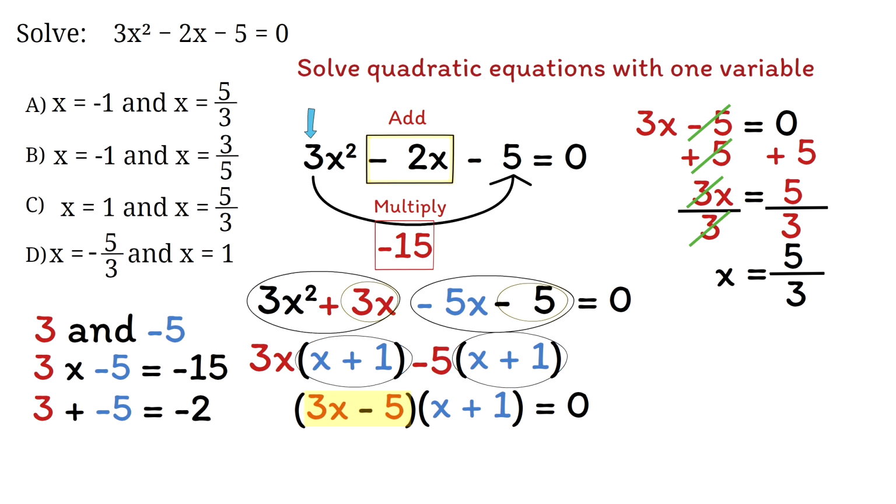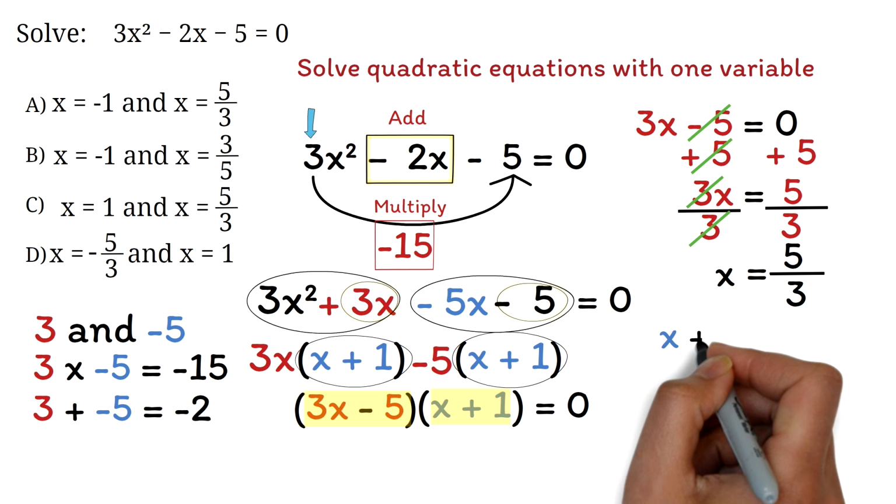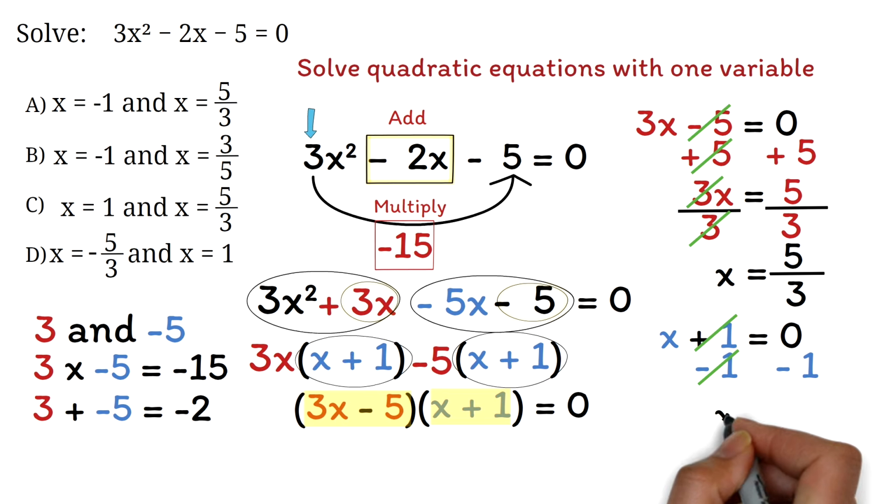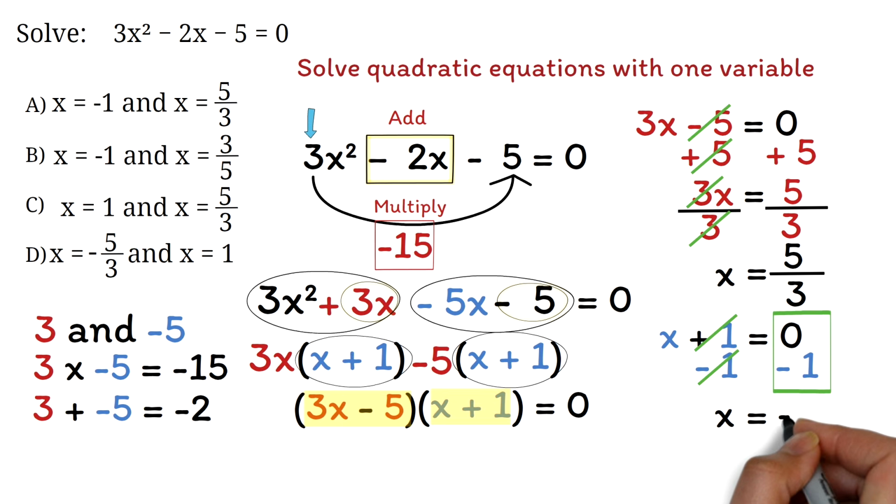Then, let's set the second factor. x plus 1 equals 0. Subtract 1 from both sides. The 1 cancels out, leaving us with x. 0 minus 1 is negative 1. So, x equals negative 1. Therefore, the correct answer is option A. x equals negative 1 and x equals 5 over 3.